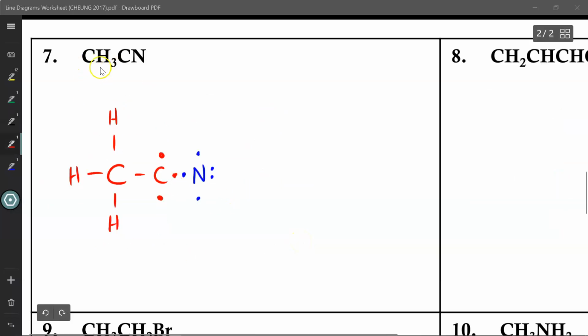So once again, I see a CH3, and that usually looks like this. It's then connected to a carbon and a nitrogen. Now, we've seen this pattern before, and that usually means that a triple bond is present. So cleaning it up, we look like this.